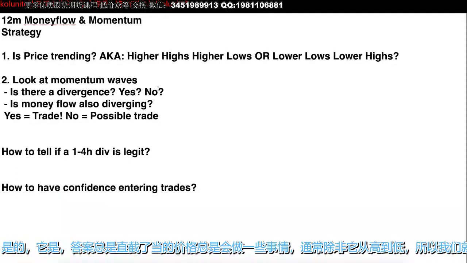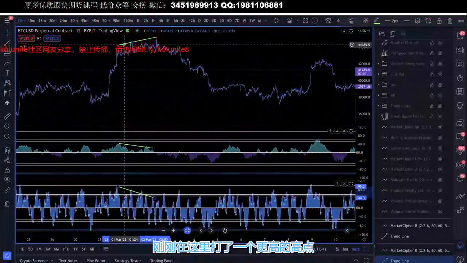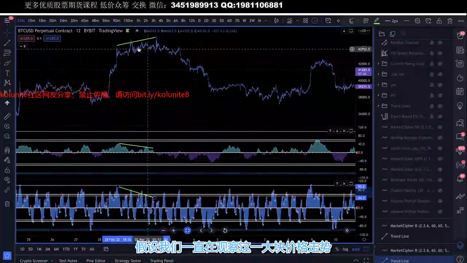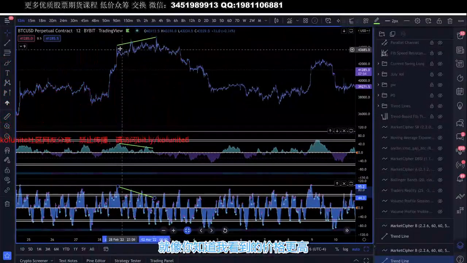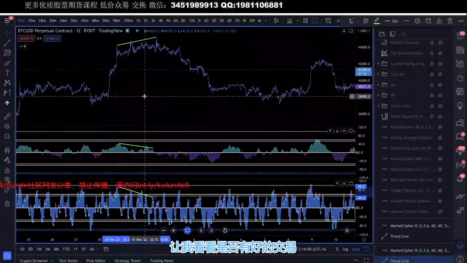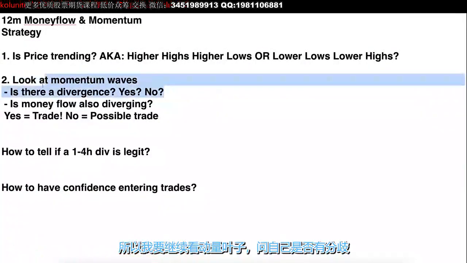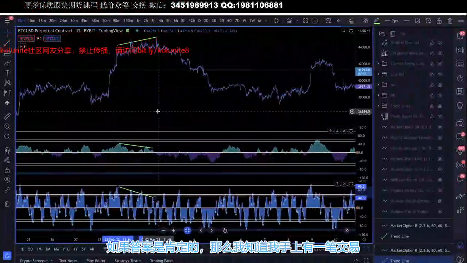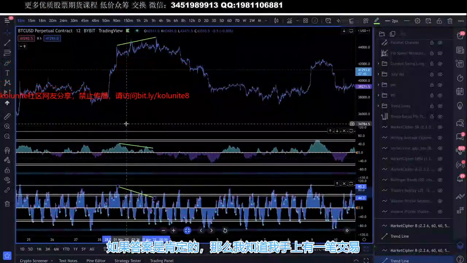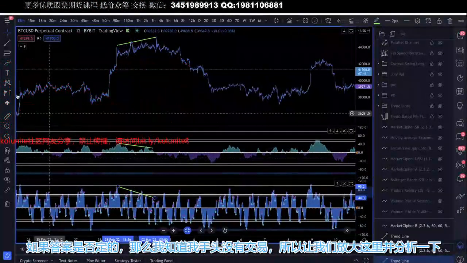And so we're like, okay, I see that price just made a higher high here, right? Let's say we've been watching this chunk of price action. It's like, you know what? I see price making higher highs. Let me check to see if there's a good trade. So I'm going to go ahead and look at the momentum waves and ask myself, is there a divergence? If the answer is yes, then I know I have a trade on my hands. If the answer is no, then I know I have no trade on my hands.